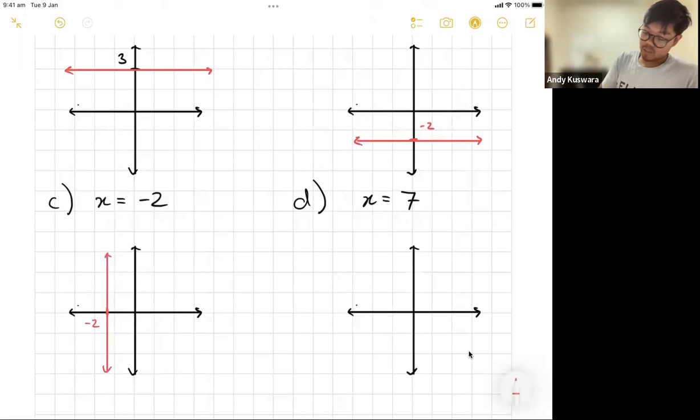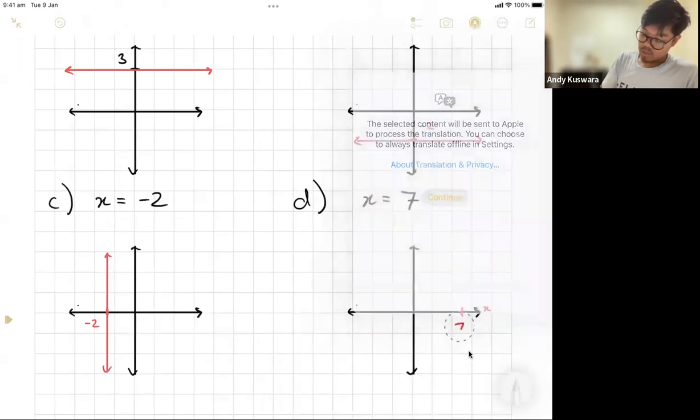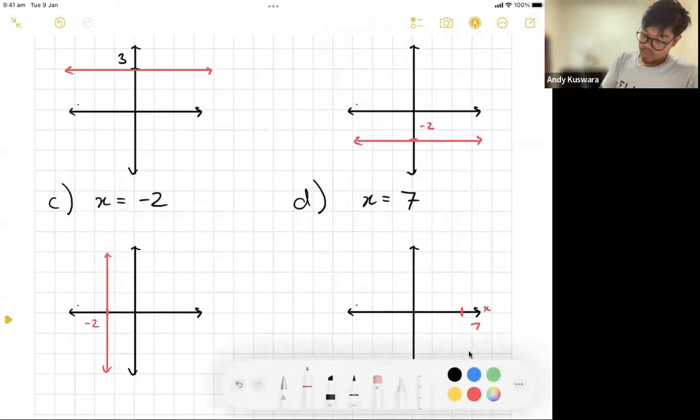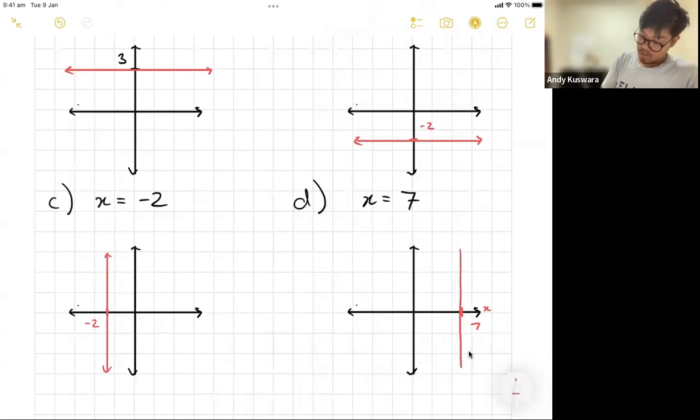And if I have x equals 7, then that there would be my x equals 7 line. It will give me a nice vertical line.